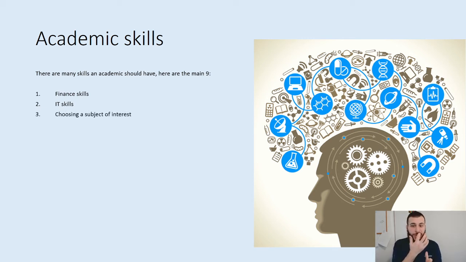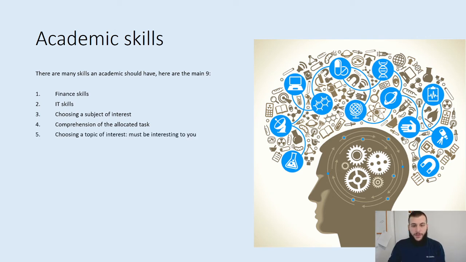Third one is choosing a subject of interest. This is extremely vital, and we'll explain why in your workshop. The fourth one is a comprehension of the allocated task, so basically being able to understand what is being asked of you. The fifth one is choosing a topic of interest. Now this must be interesting to you, and again we'll talk about this later on.